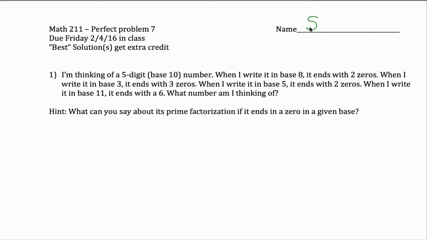All right, here are solutions for perfect problem 7 for Math 211. On this problem, you're told that I'm thinking of this 5-digit number, and when you write it in base 8, it ends in 2 zeros. So what does that tell you? It gives you a lot of information, but it's kind of tricky to figure out what information that gives you. When I write it in base 8, it ends in 2 zeros.